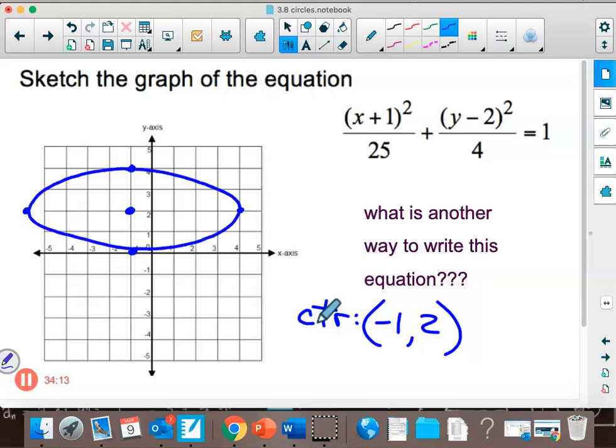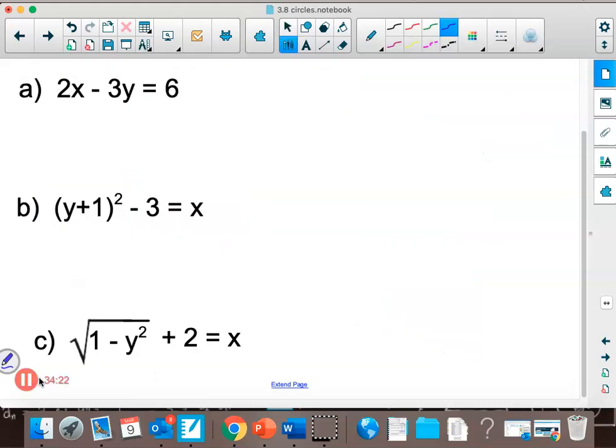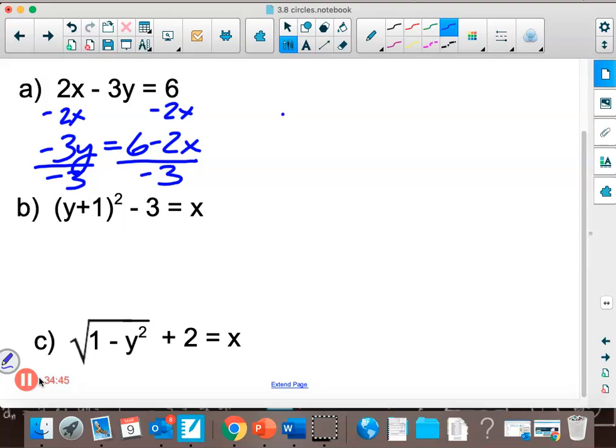Any questions? All right, I have 3 equations that I want on your whiteboards. For letter A, in order to solve this for y, what is the first thing that I need to do? Subtract the 2x. Let's just go backwards. All right. Now what do I need to do? Divide by -3.